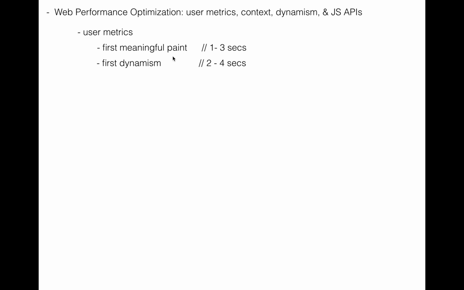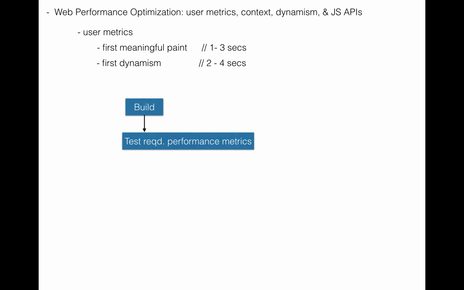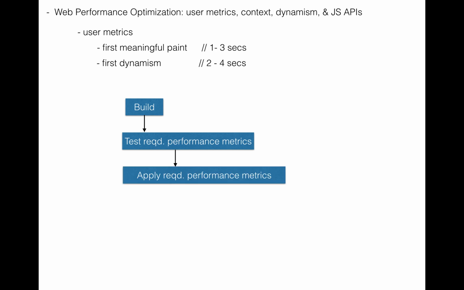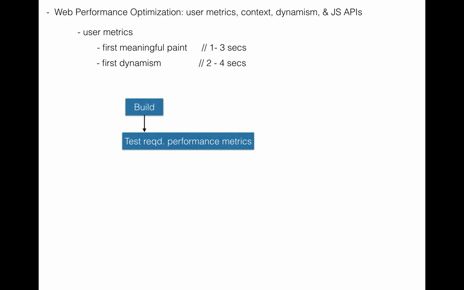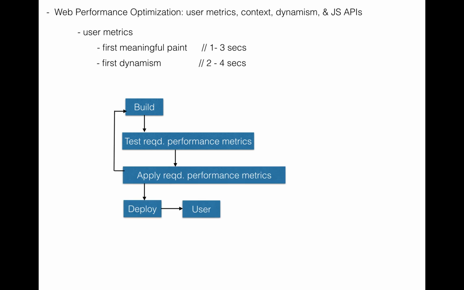Now, a typical workflow for web performance starts by building the website or the application, followed by measuring the required performance metrics and then applying them and repeating the process so that the performance of the website is improved. Once we are done with this, we go ahead and deploy the site or the application and the user starts using it. So what is the problem with this approach?